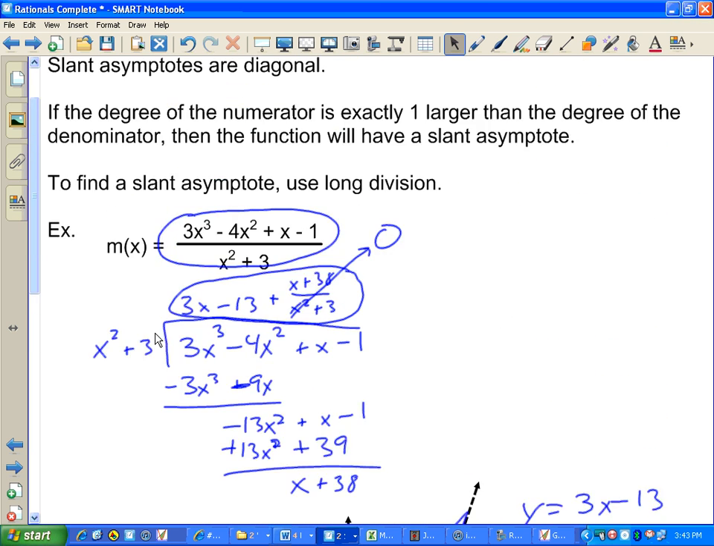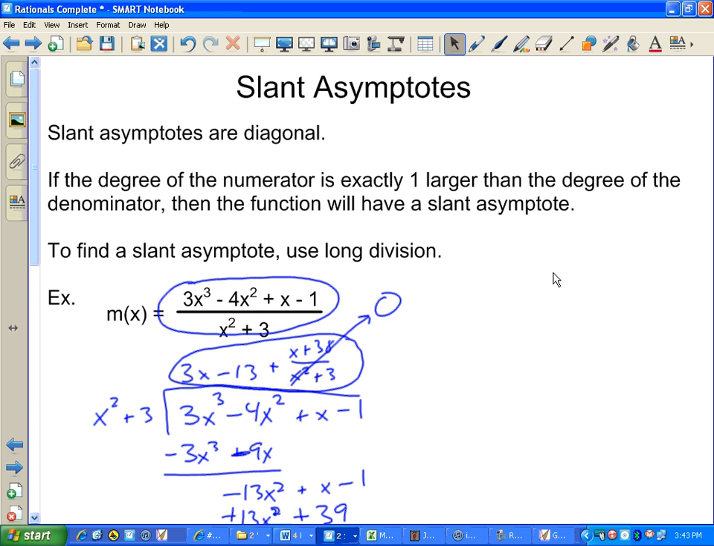So that's how you find slant asymptotes, and now you can find all the different types of asymptotes. Just remember that this only occurs when the degree of the numerator is exactly one larger than the degree of the denominator.